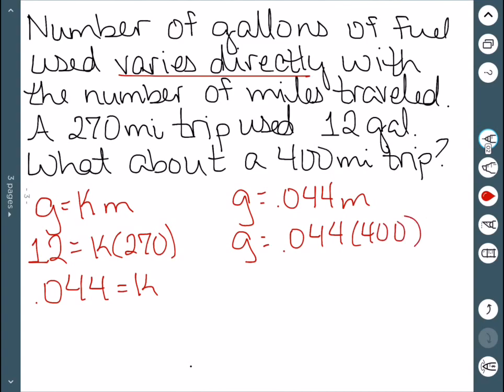And if we multiply this, 400 times 0.044, we get 17.6. And it's important to note that I did round my value of K here. If you don't round K or you use it to either more or less decimals than I did, your answer may be slightly different than mine, but that's just a result of rounding error.